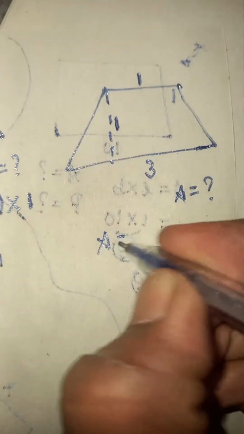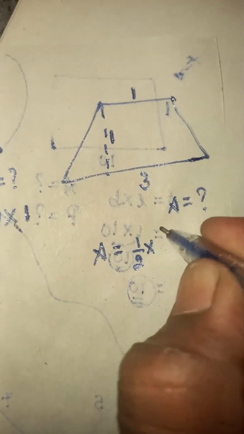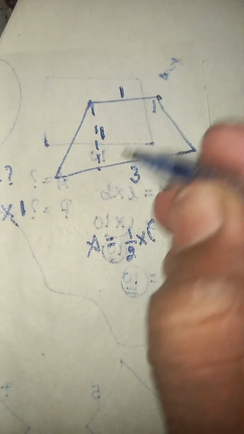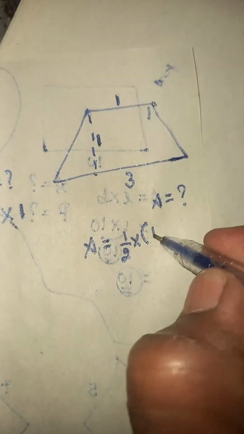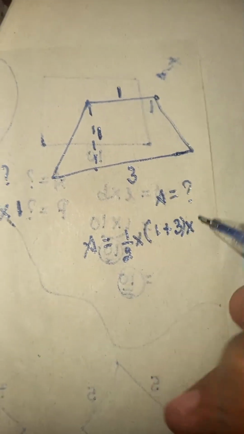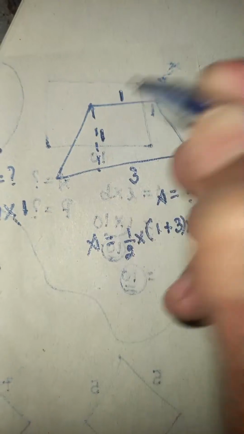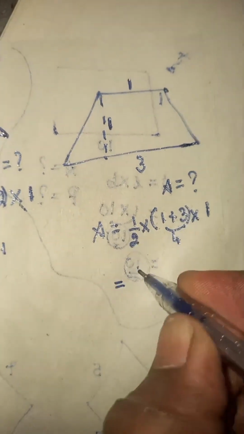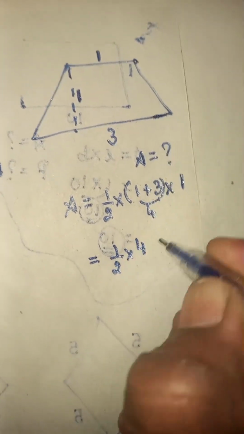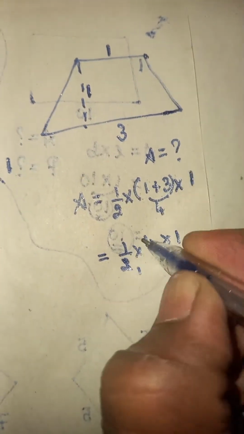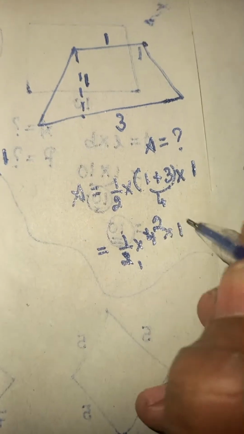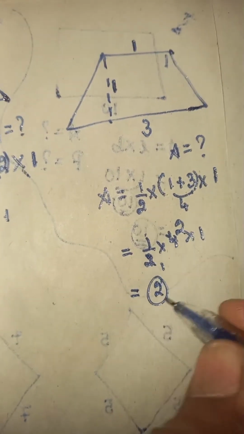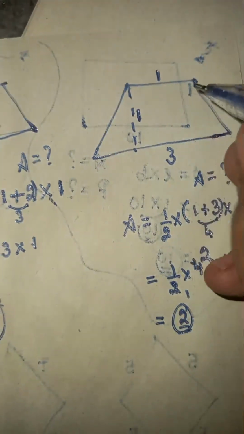Area of trapezium can be written as half times of sum of parallel sides, this and this. This side is 1 unit and this side is 3 units, so it becomes 1 plus 3 times of the perpendicular height, which is 1 unit. 1 plus 3 is 4, so it becomes half times of 4 times of 1. 2 times of 1 is 2, and 2 times 2 is 4. 2 square units is the area of this trapezium.